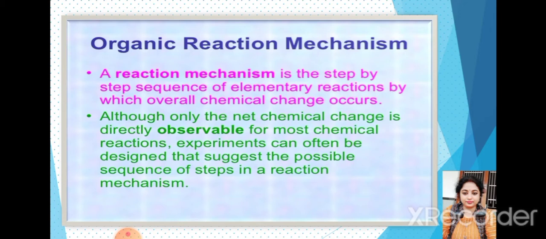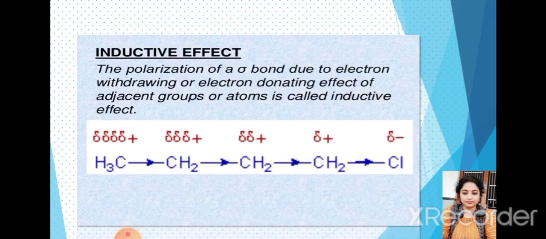The electronic displacement can be temporary as well as permanent, and these effects are inductive effect, electromeric effect, resonance or mesomeric effect, and hyperconjugation effect. One by one we will see the effects. First we are going to start with the inductive effect. It is denoted by capital I effect, or inductive effect.